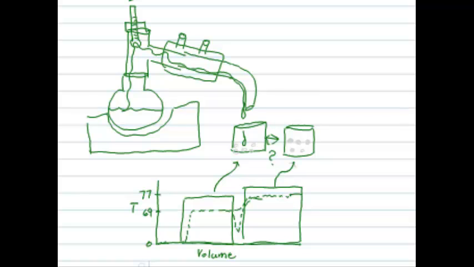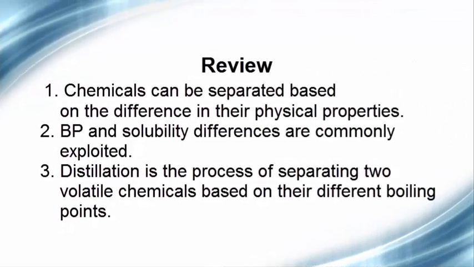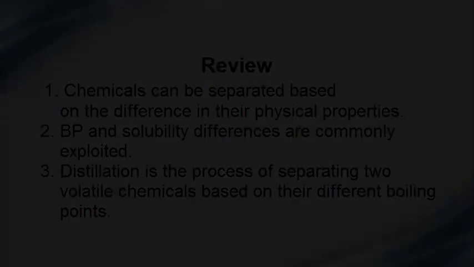and the second fraction would be the ethyl acetate. To review, in this video we looked at several different ways in which chemicals can be separated based on their physical properties. We learned that most commonly boiling point and solubility differences are exploited in order to separate chemicals. And we learned that distillation is a process of separating two volatile chemicals based on their differing boiling points. In the next video, we will look at distillations a little bit more closely, and we'll see what types of factors impact the efficiency of a distillation and the theory that goes behind it.